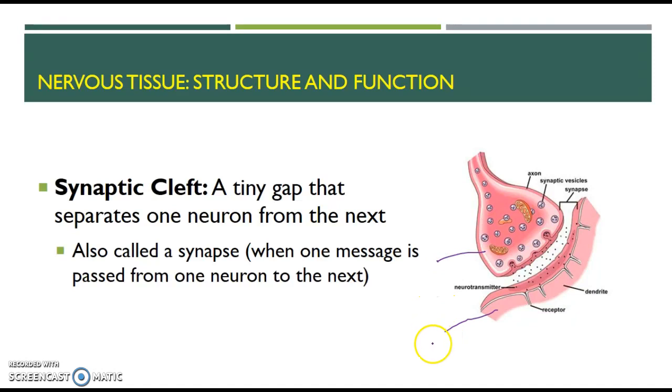So these are two different neurons. Cells don't actually touch when we look at neurons. They don't actually ever touch. They have a very tiny gap, and this tiny gap is called the synaptic cleft. So when these neurotransmitters get released from these vesicles, from the axon terminal, they actually diffuse across the synaptic cleft onto the next neuron or body cell, which then activates this cell. And we call this a synapse. This is when one message is passed from one neuron to the next neuron.